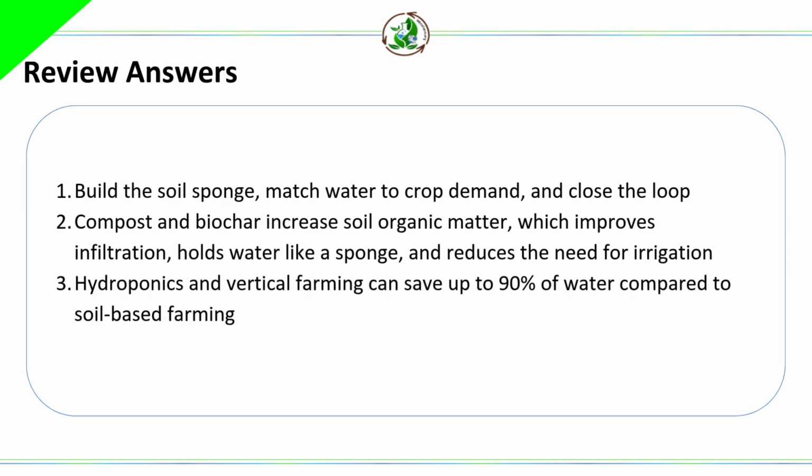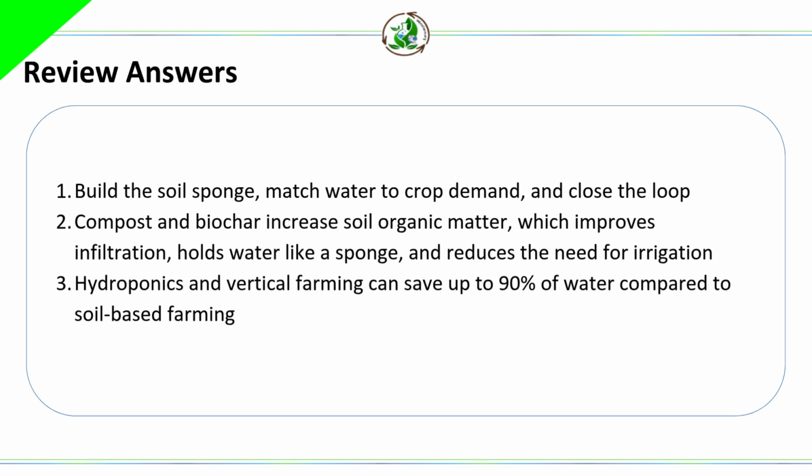Let's go over the answers to our review questions. 1. The 3 components of water smart farming are: build the soil sponge, match water to crop demand, and close the loop. 2. How compost and biochar help plants. They increase soil organic matter, which improves infiltration, holds water like a sponge, and reduces the need for irrigation.